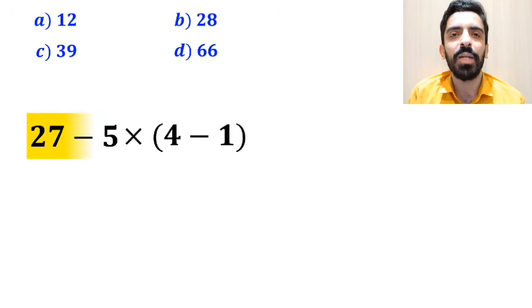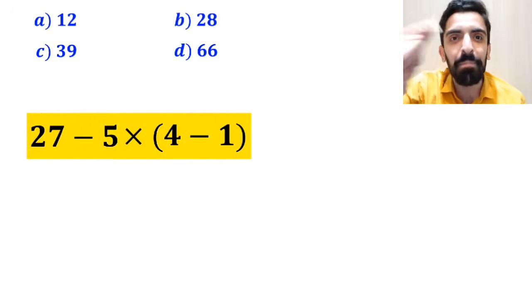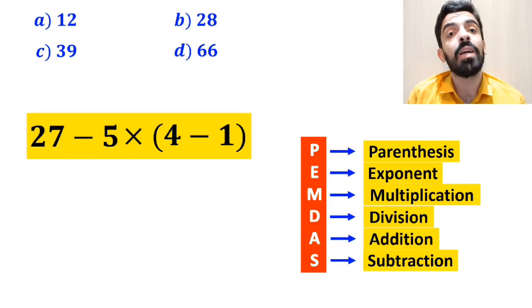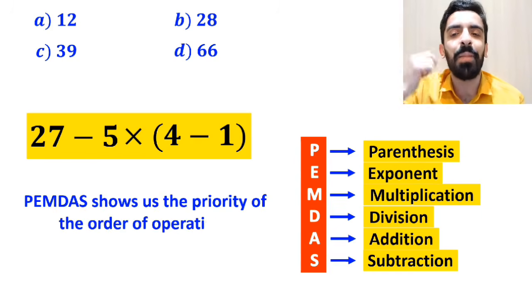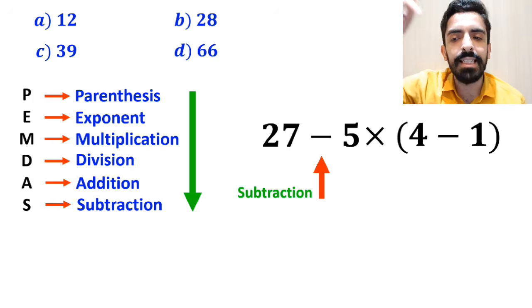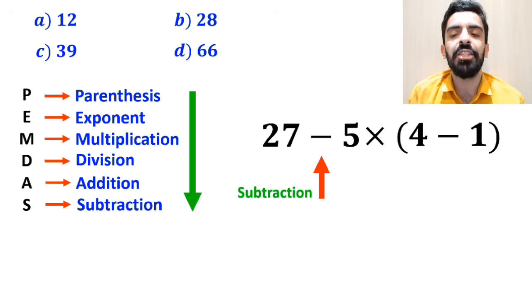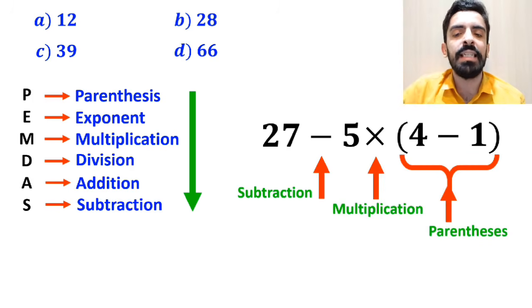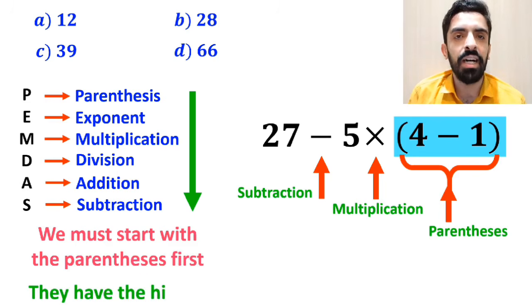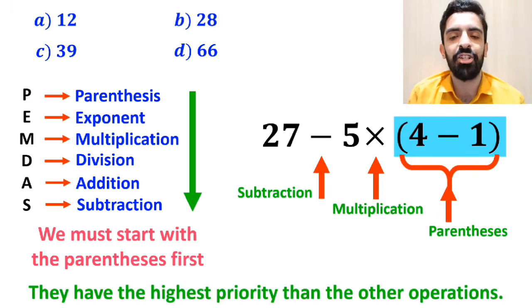Alright, now let me explain step by step how to solve this expression properly. To solve this question, we need to follow a rule that is called PEMDAS. PEMDAS shows us the priority of the order of operations. Alright, as you can see in the image, in this expression, first we have a subtraction sign, then a multiplication sign, and finally parentheses. We must start with the parentheses first, because they have a higher priority than the other operations.